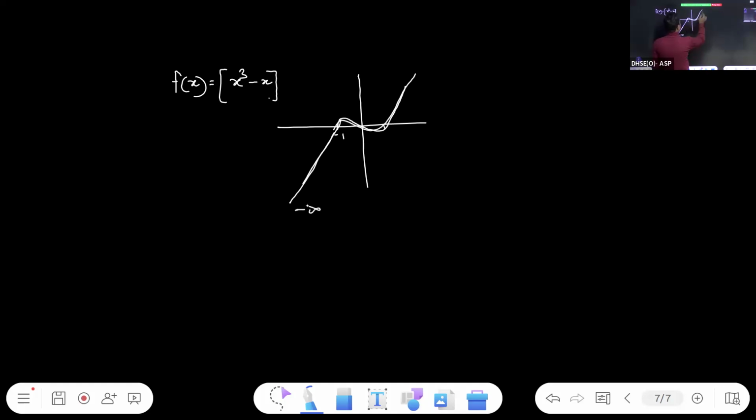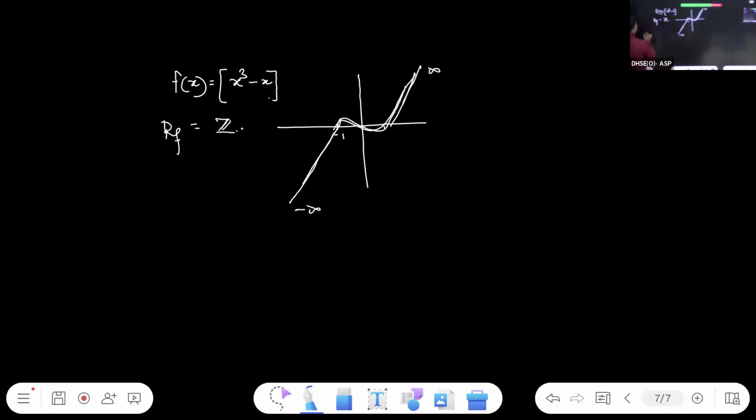So minimum and maximum value doesn't exist. It lies in the interval minus infinity to plus infinity. Its bracket value will be all integers. So range of the function is equal to Z.